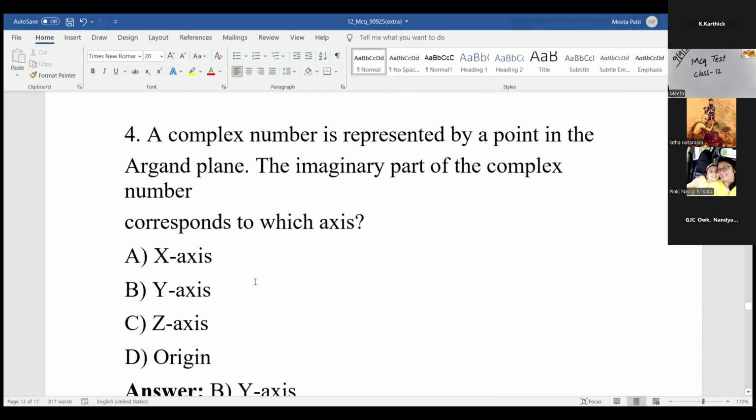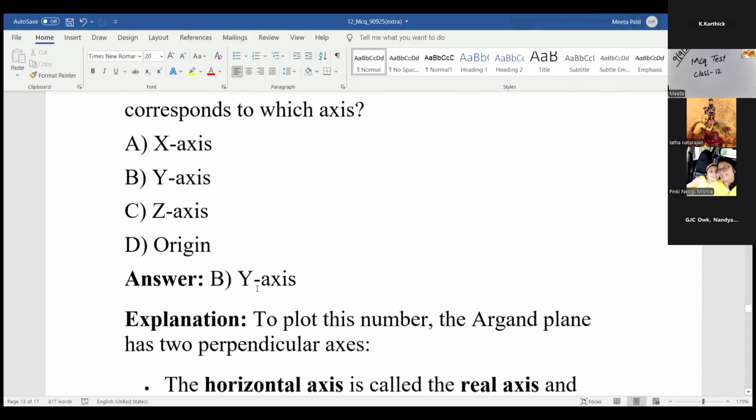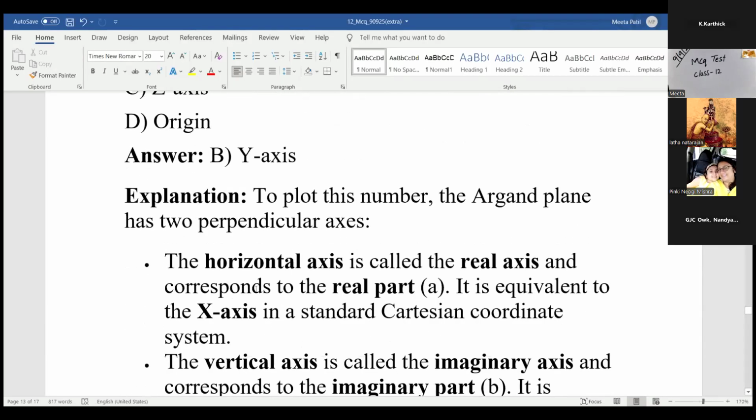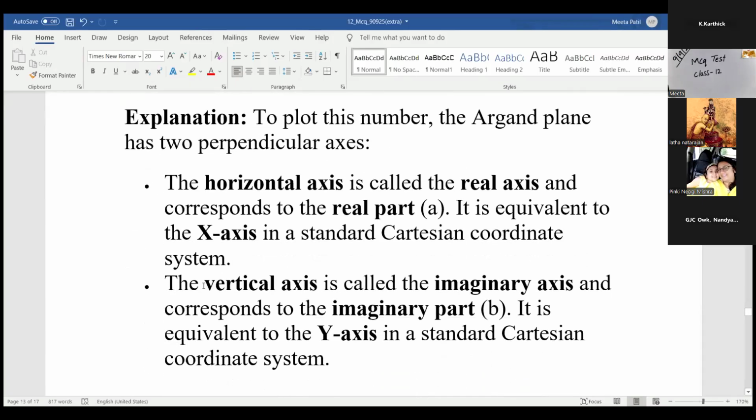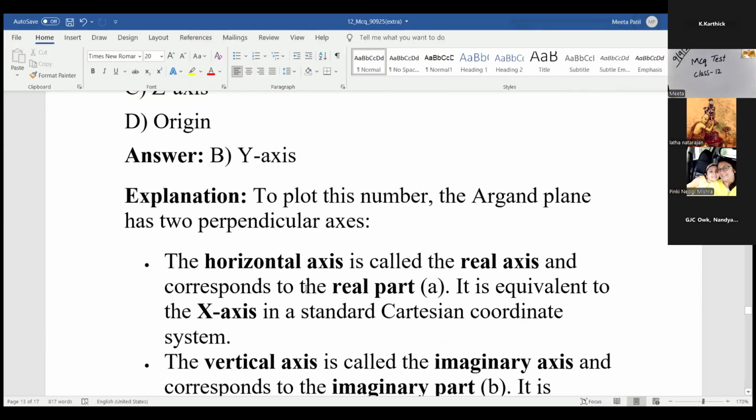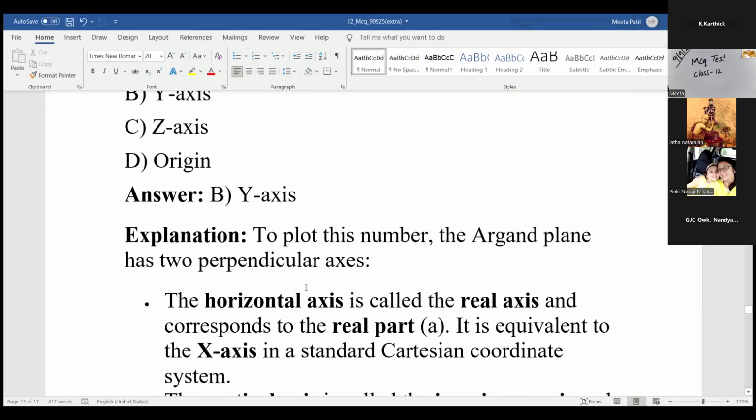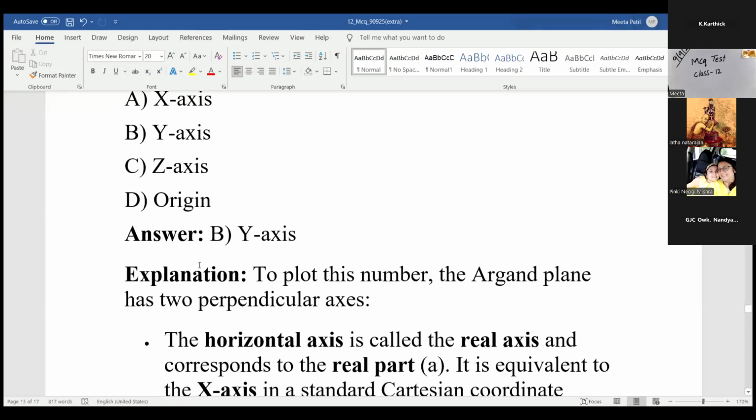And the next question will be: a complex number is represented by a point in the Argand plane. The imaginary part of the complex number corresponds to which axis? Here we have the horizontal and vertical lines, right? The horizontal line is called the real axis or real part. Afterwards, the vertical axis is the imaginary axis, equivalent to the y-axis. So here the answer is the y-axis.